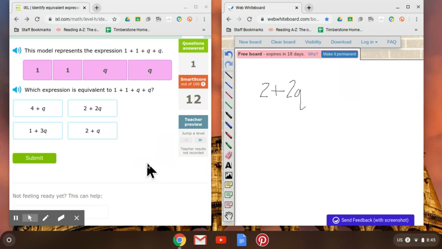Okay, and so let's see. On here, this is going to be mine. So this is going to be my answer. But before I click submit, this would mean there are 4 1s and 1 q, which we do not see. This would mean there is 1 1 and then there'd be 3 q's. This one here would mean that there are 2 1s and then only 1 q.